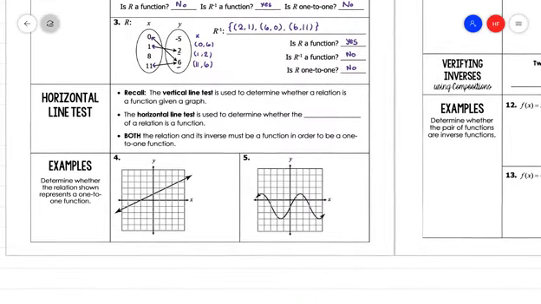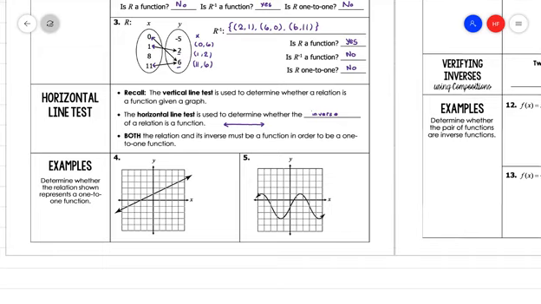So remember that we use the vertical line test to determine whether a relation is a function if we're given a graph. And then the horizontal line test will be used to determine whether the inverse of a relation is a function. Since we switch our x's and our y's, instead of using a vertical line test, we'll use a horizontal line. And remember that it has to be a function as its inverse and as the original relation in order for it to be one-to-one.